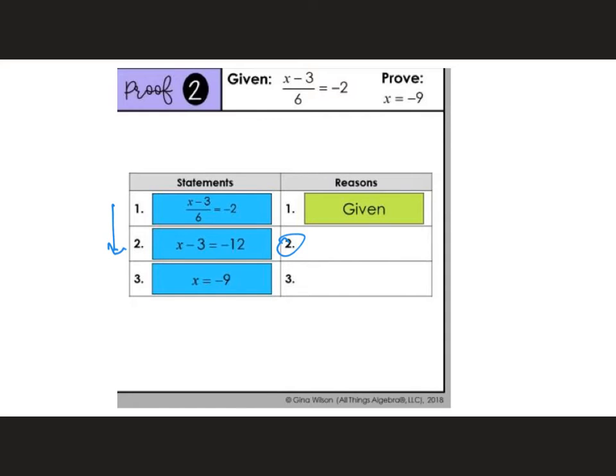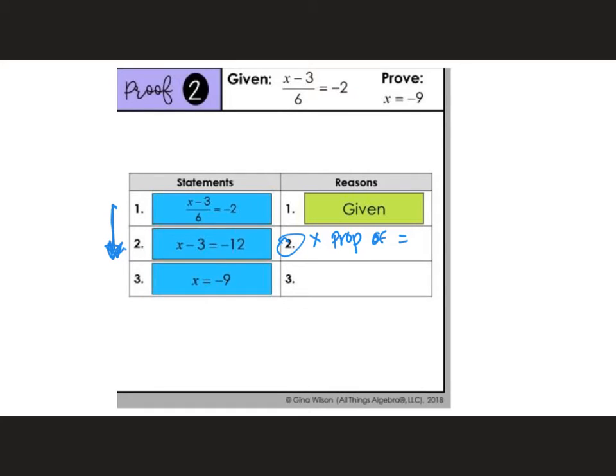So how did we get from x minus 3 over 6 equals negative 2 to x minus 3 equals negative 12? What did they do to each side? Basically, I'm going to look and see what is different between these two. The 6 over 6, that's gone here. How did they get rid of that? How did they undo that division? They multiplied. So the answer is the multiplication property of equality. That's how we got from here to here.